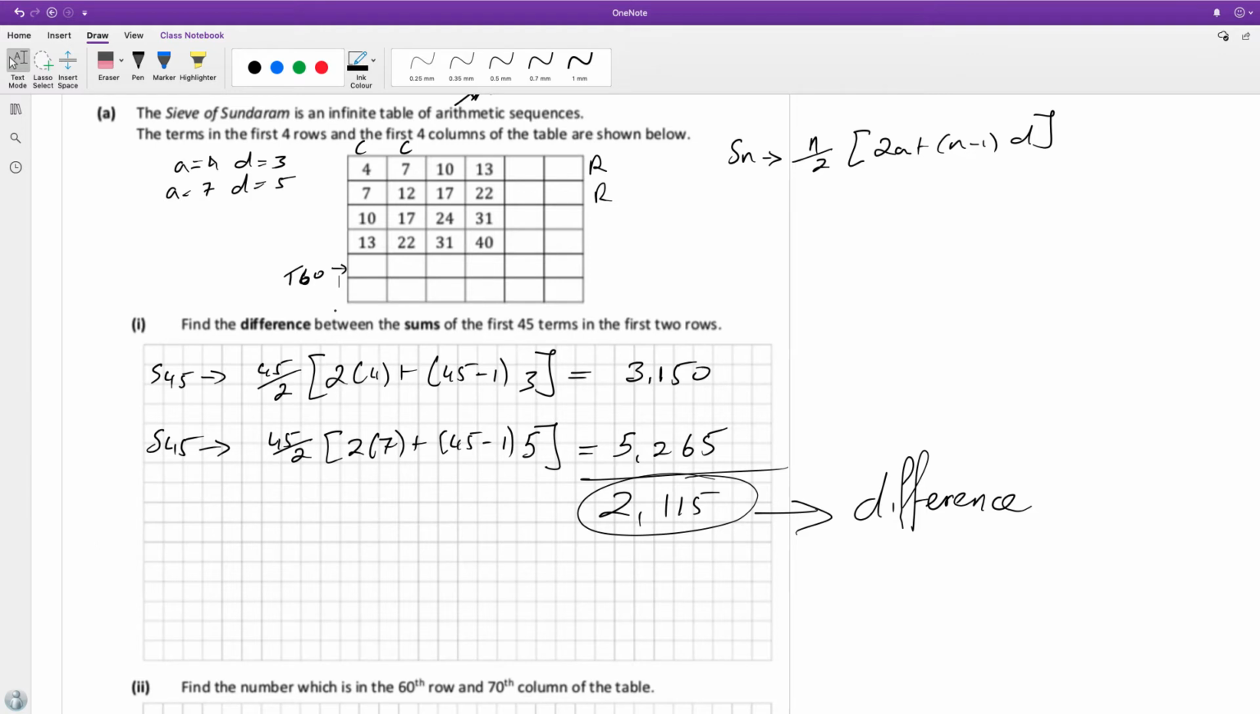So you want to use your formula for arithmetic sequence, input D for this one now, and then the same for this one now. And we're going to T60 here, T60 here. What's our formula for arithmetic? It's A plus n minus 1 times D. So get the 60th term here, get the 60th term here, and then we're going to get the 70th term going across.